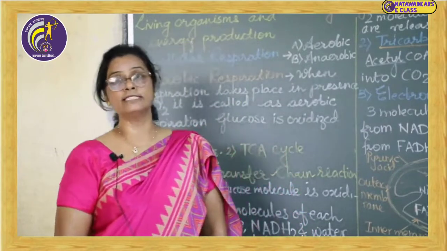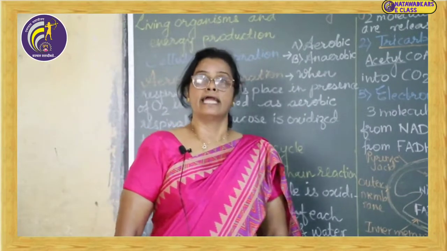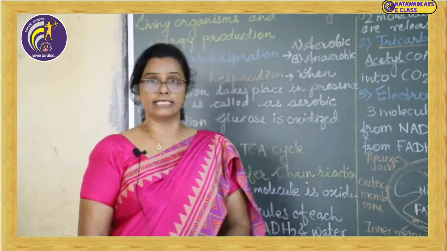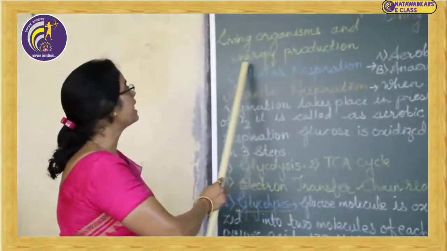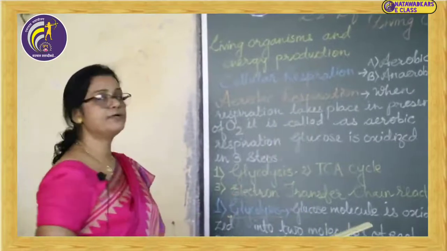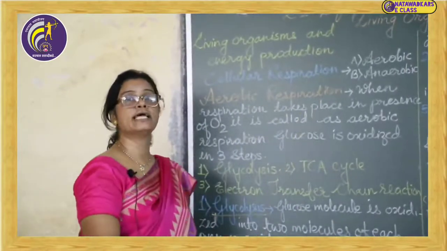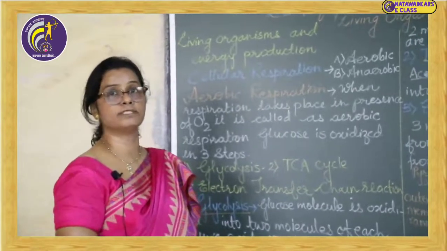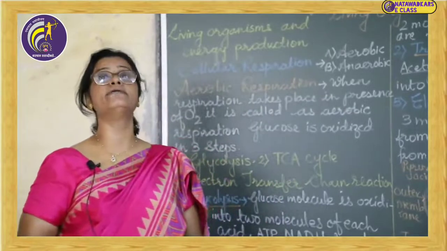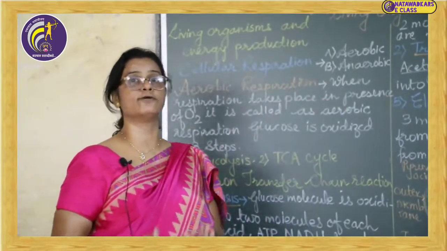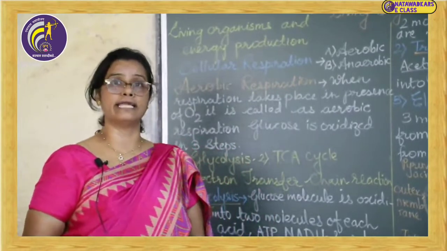So dear students, today we have studied about ATP molecules and how they are generated. We have studied about living organisms and energy production, and today we have studied aerobic respiration in living organisms. When carbohydrates are broken down into simpler substances, the glucose molecule is oxidized and we get energy.